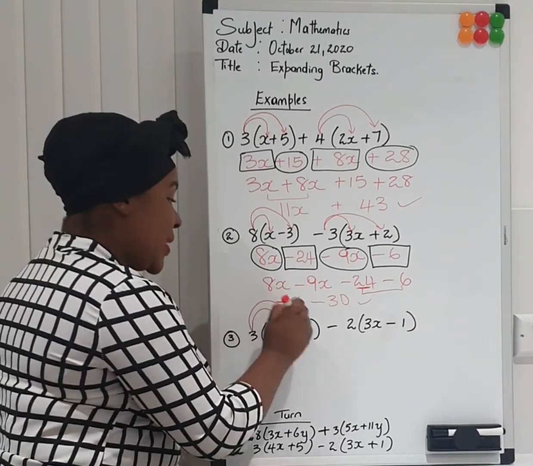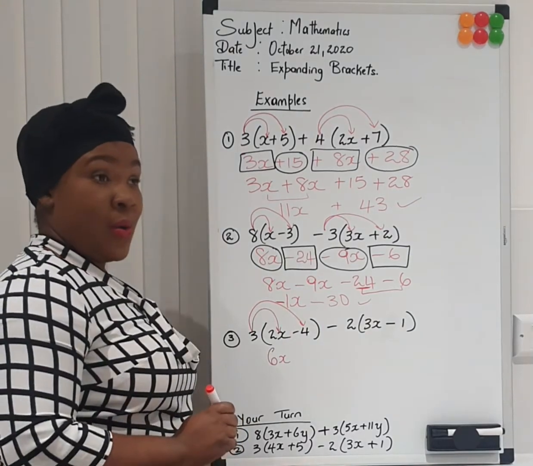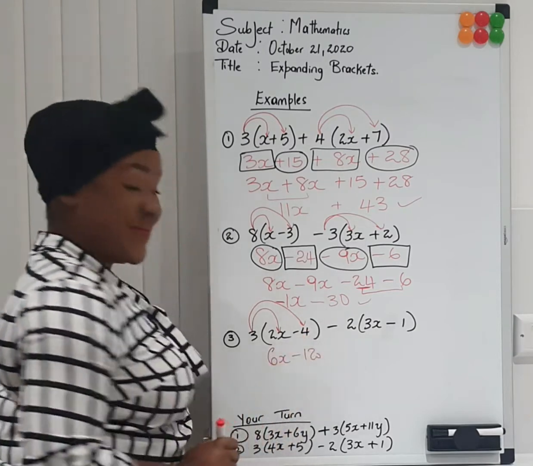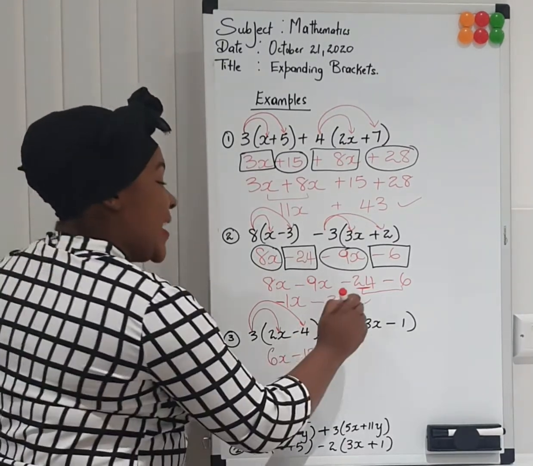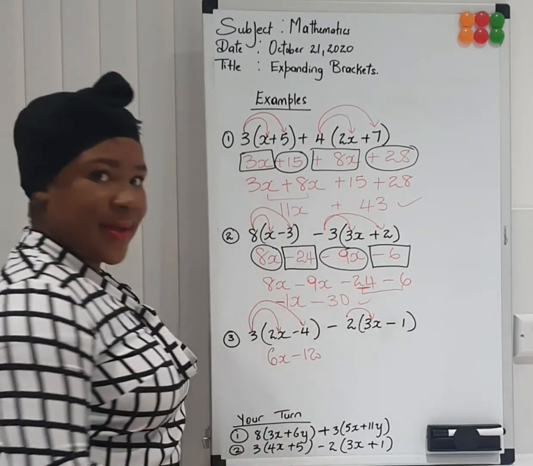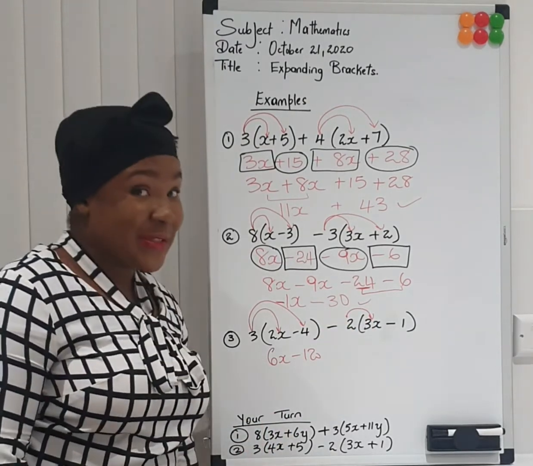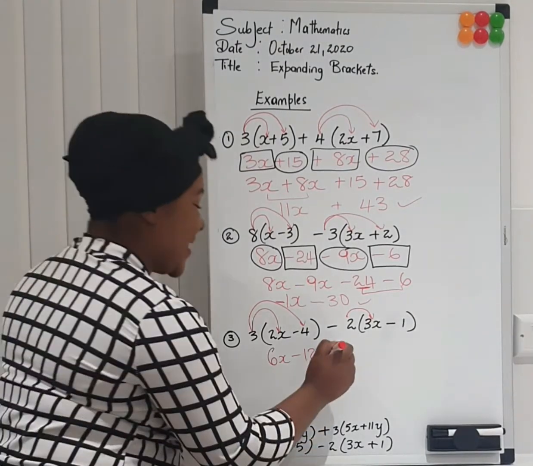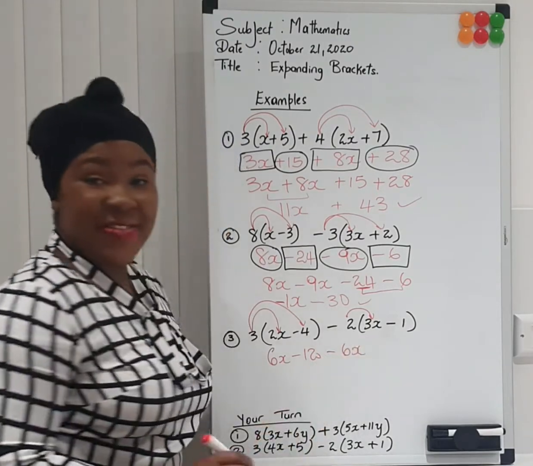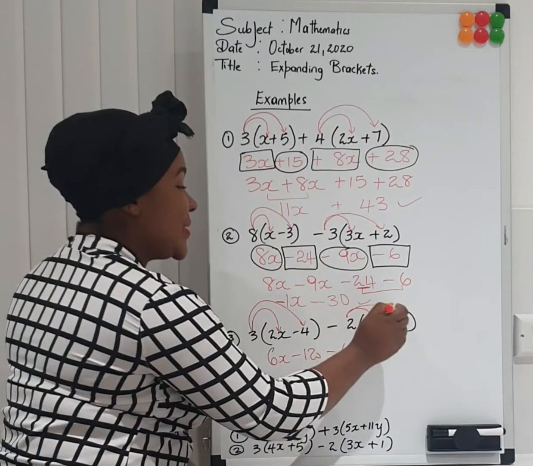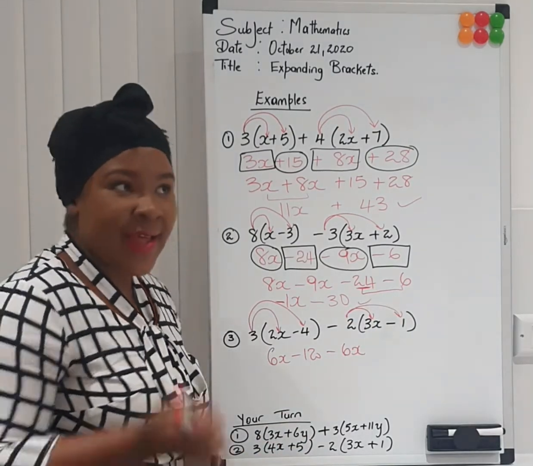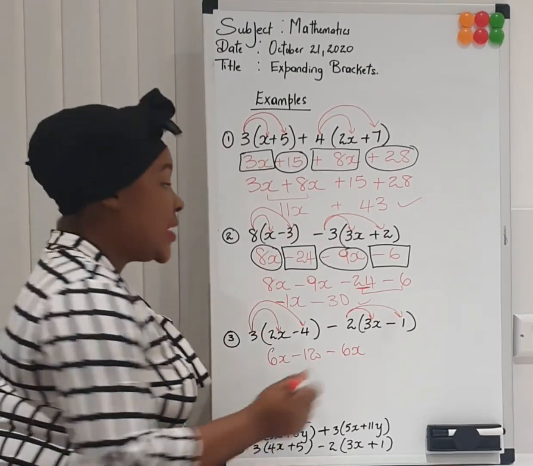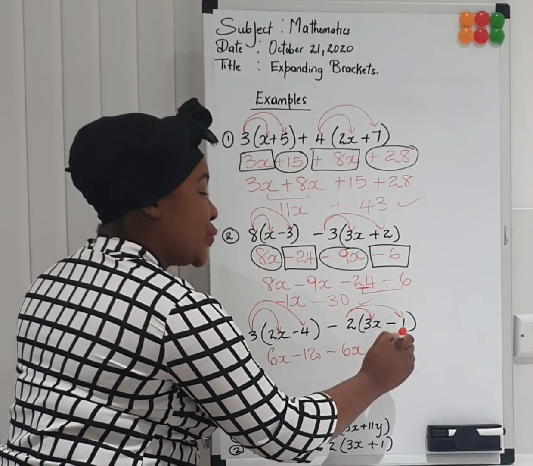Then we're going to say 3 times negative 4. Oh, what will that be? Oops, it's negative 12. Yes. And then I'm going to say negative 2 times 3x. What do you think that will be? That's negative 6x. And then we're going to say negative 2 times negative 1. Negative times negative is positive. So my answer is positive 2.